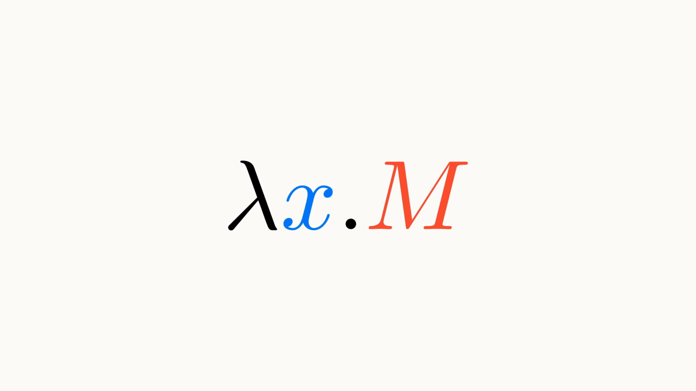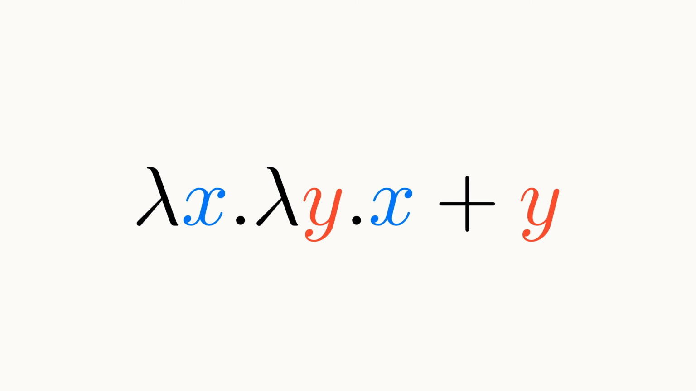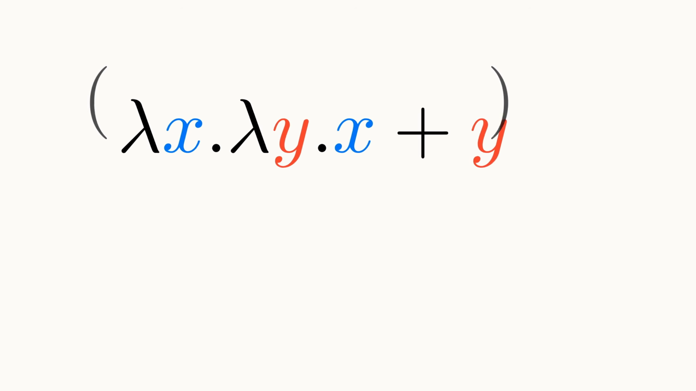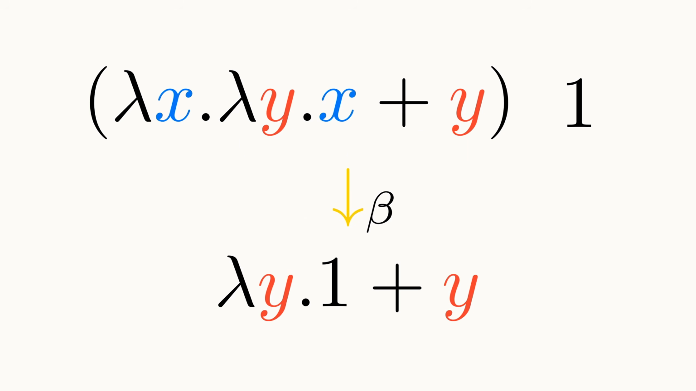Consider the function that takes an input x and returns another function. This outputted function takes an input y and outputs x plus y. Okay, that's a little confusing. But let's see what happens when we apply this function to an input, say 1. Replacing all x's with 1s gives the function lambda y dot 1 plus y. That is, a function that takes an input and returns 1 plus that input.